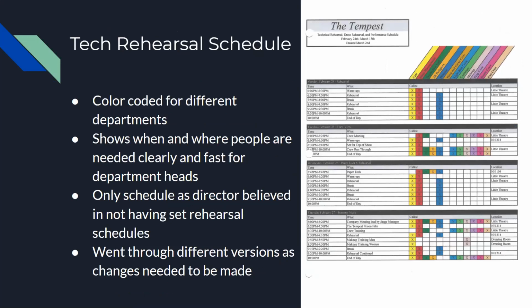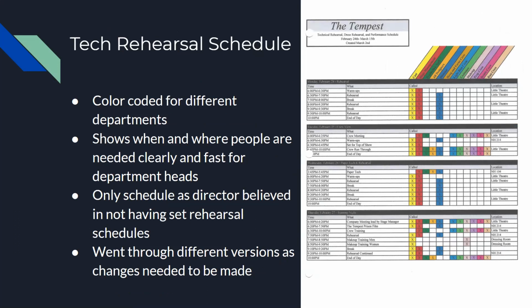This is my tech rehearsal schedule, the first page of it. I color coded for different departments. It shows when and where people are needed clearly and fast for department heads. This was the only schedule I used and had because our director believed in not having set rehearsal schedules.